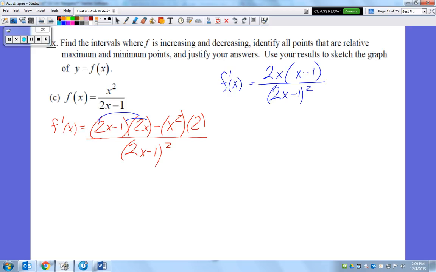Here's my derivative. My aim is to set it equal to 0 and undefined. Let's get the zeros, not the undefined critical points, but the 0 critical points. Critical points: x is equal to 0 and 1. What are the denominators? 1/2.